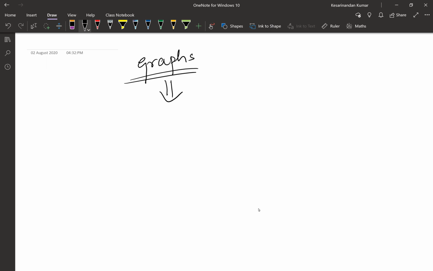Anybody else? What are graphs? Maybe a pictorial representation of equations on a plane. Does it need to be a plane only? How would you define plane? I mean the four quadrants. Four quadrants are a plane.